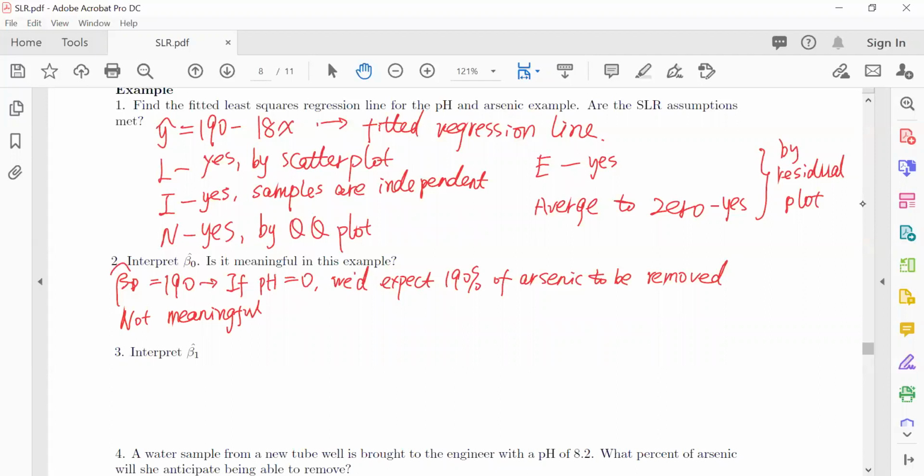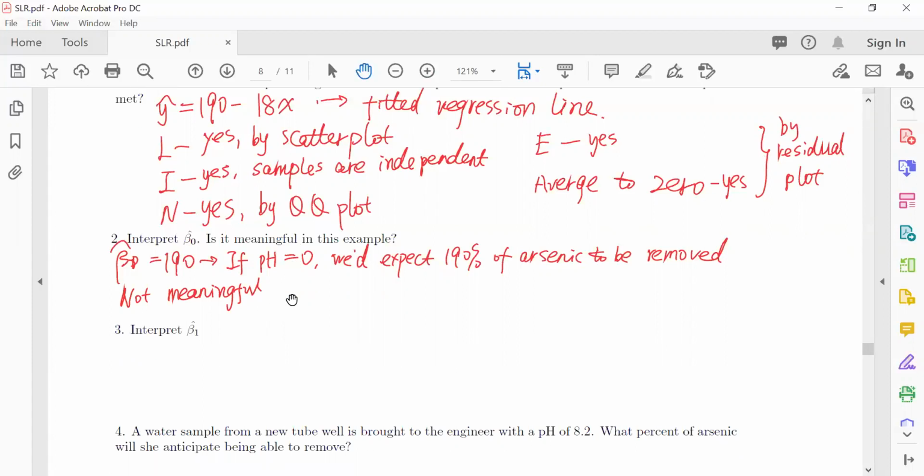The interpretation of this beta zero hat is not meaningful. So we just use this estimate to help us predict Y when we have X within the range of the data. It's just a number that's helping us to predict. This number itself is not meaningful because pH equal to 0 is not within the range of X.